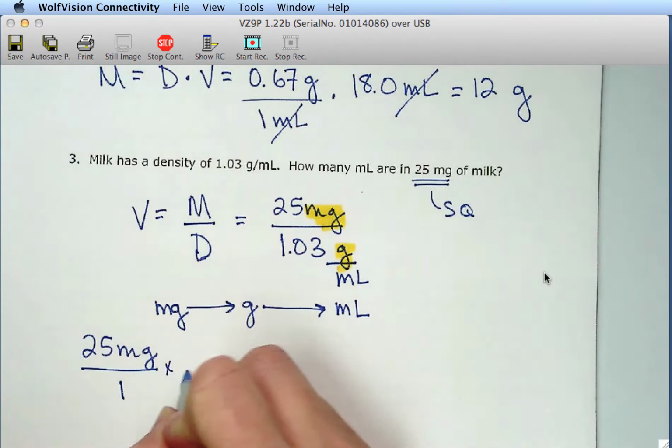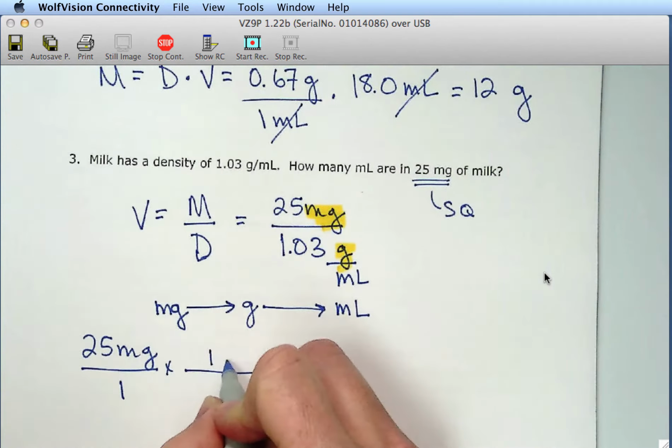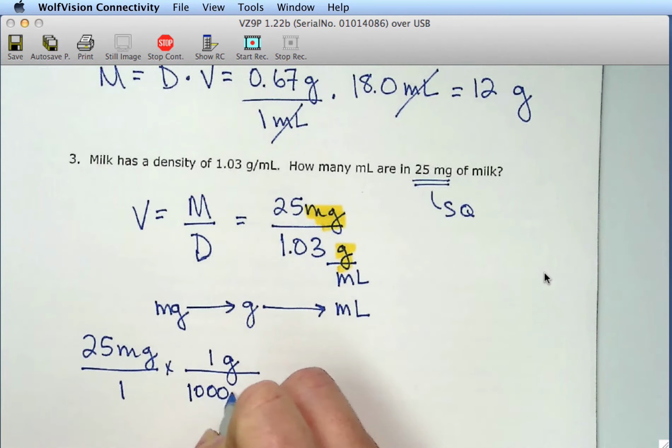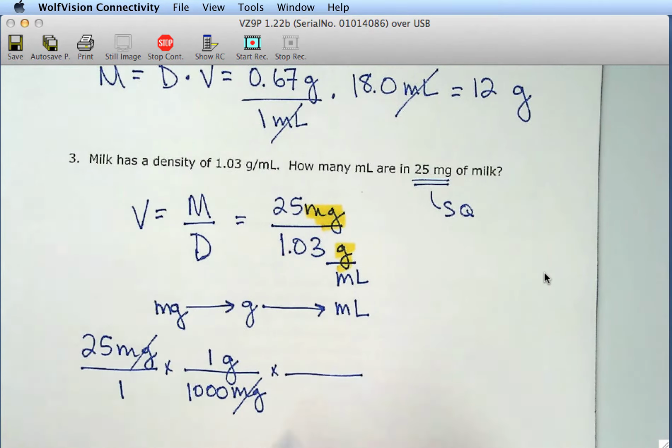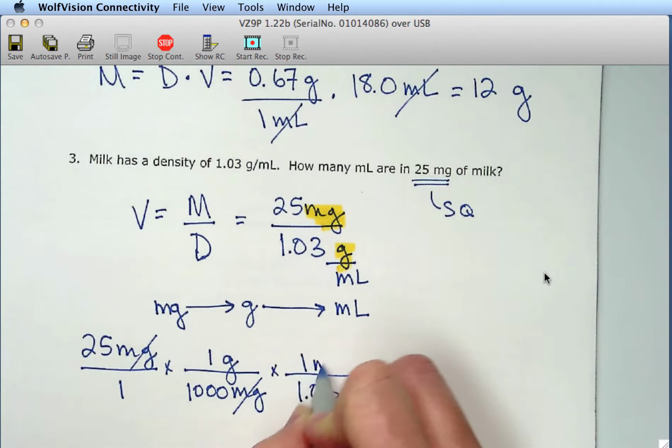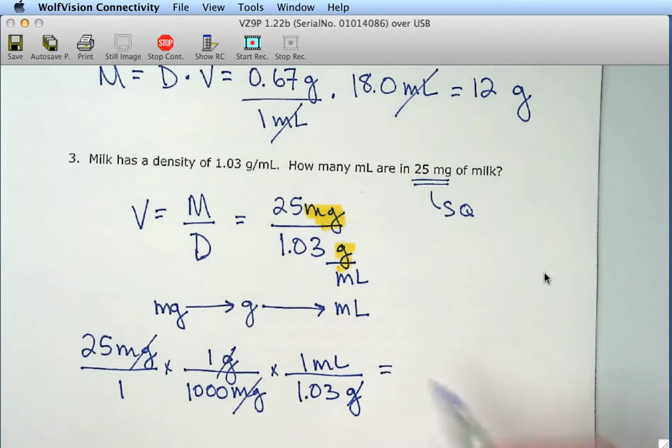So in 1 gram, I have 1,000 milligrams, and I got that conversion factor from my prefix ladder. Once you start doing these problems over and over again, you will get to this point where you can quickly say, well, I know 1 gram has 1,000 milligrams. It may seem like there's no way you'll ever have that, but you will get to that point. So milligrams cancels. Now I can use my density, and I'll put density on the bottom. Grams cancels here.